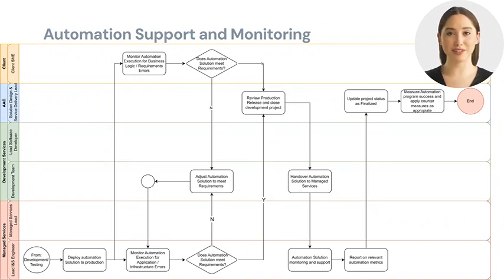The development services team hands over automation solution to managed services, where the infrastructure and support engineer monitors and provides support for the automation and reports on relevant automation metrics. The solution design and delivery team updates the project status as finalized, measures the automation program success, and applies countermeasures as appropriate. This is where the cycle ends for each individual idea.